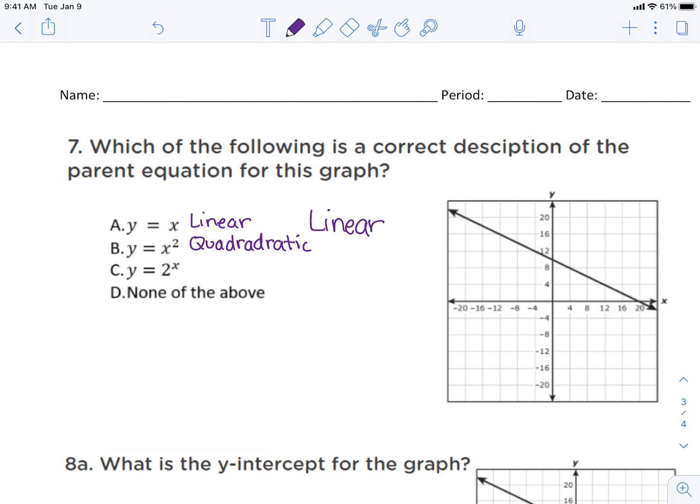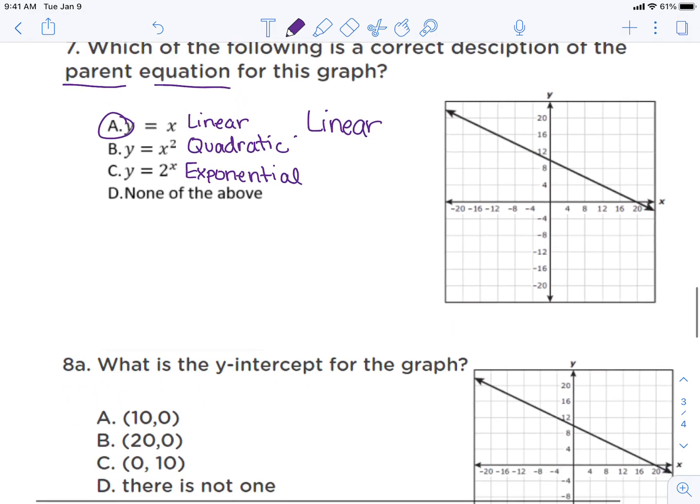Oh, I spelled quadratic wrong. Ooh, Miss Faina can't spell today. There we go. And letter C would go with an exponential graph. Okay, so we want it to be linear, so it's answer choice A. Now, oftentimes we get confused and we pick one that looks like standard form. That is not the parent equation. The parent equation is y equals x.